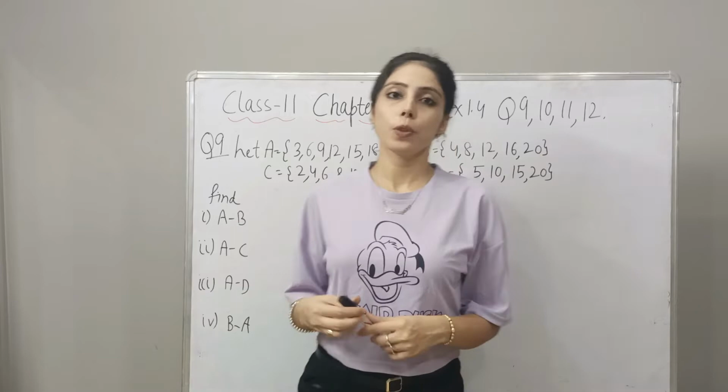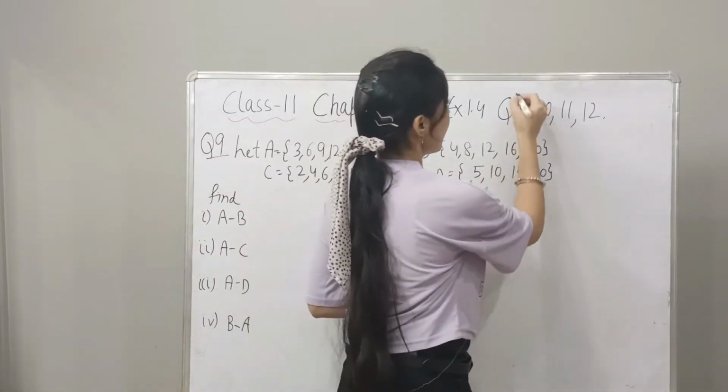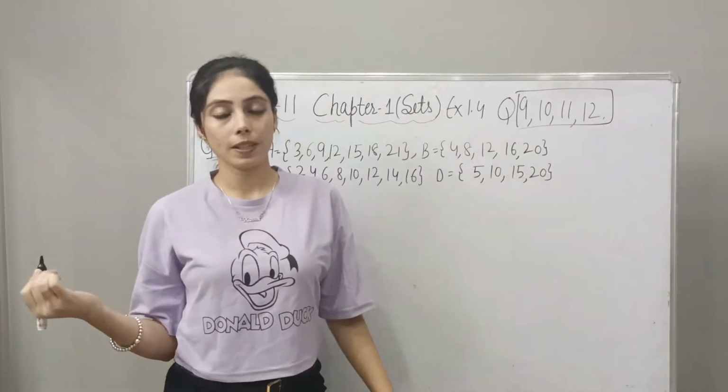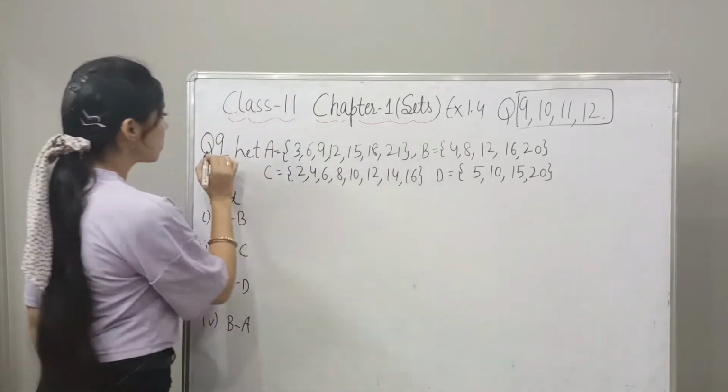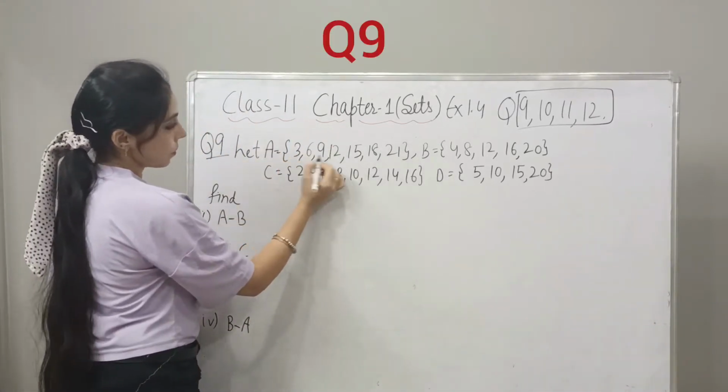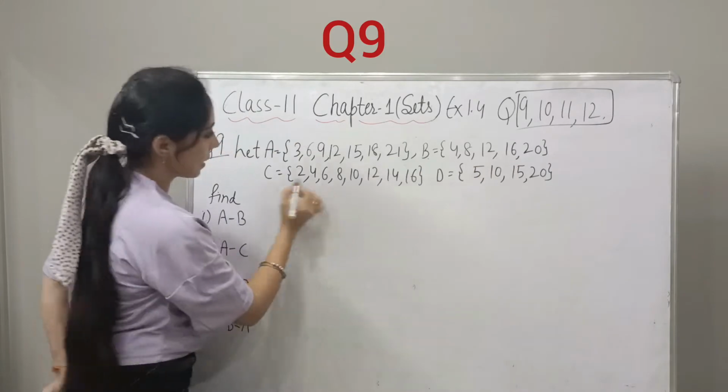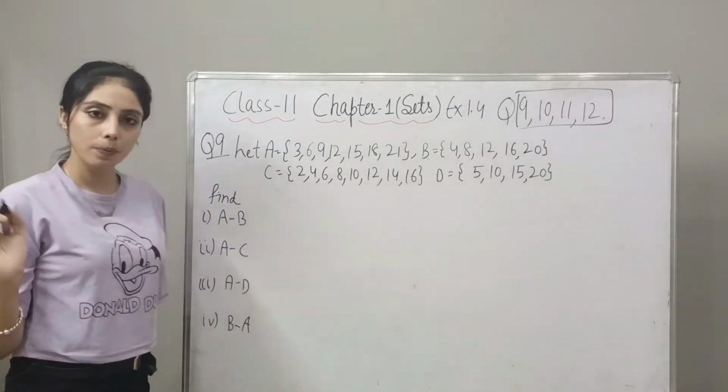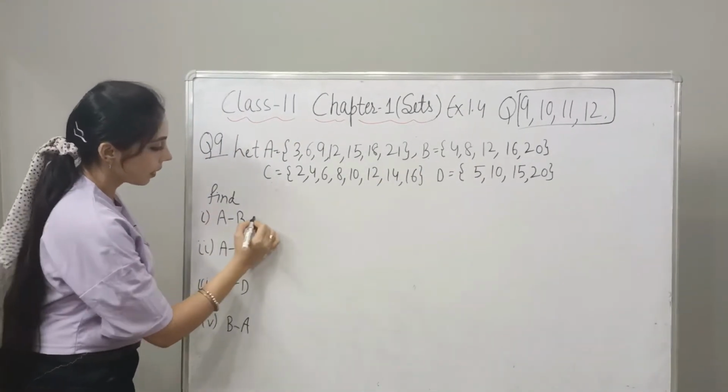In today's video we are going to discuss question number 9, 10, 11 and 12 of exercise 1.4. Let A be equal to this set, B equal to this, C equal to this and D equal to this set. We have to find the difference.